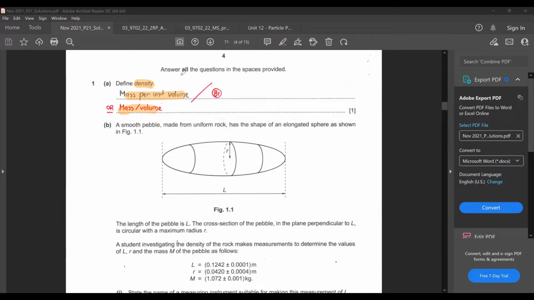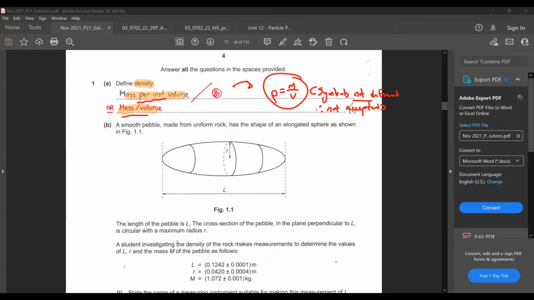in mass over volume. The one thing that I always mentioned to you guys before is that don't write it in this way. Okay, because if you write it in this way, symbols not defined, therefore not accepted. If you go and write the density equation, this one, but the symbols are not defined, they won't accept it. So it's best to just write it in word form like this, mass per unit volume, or this one.